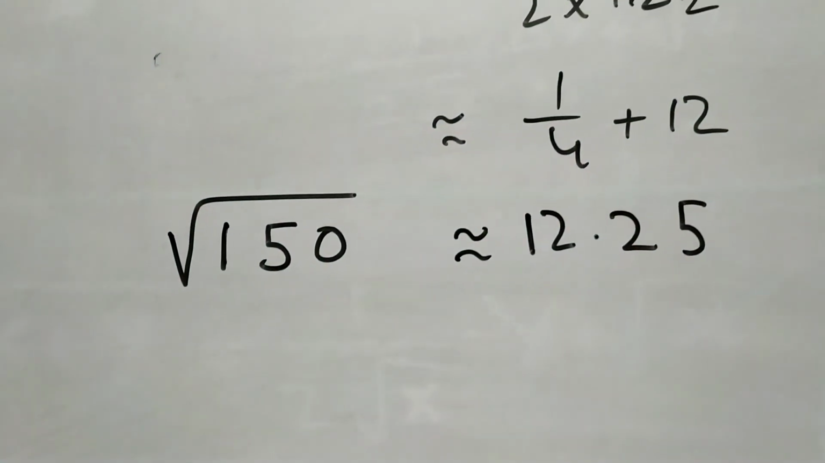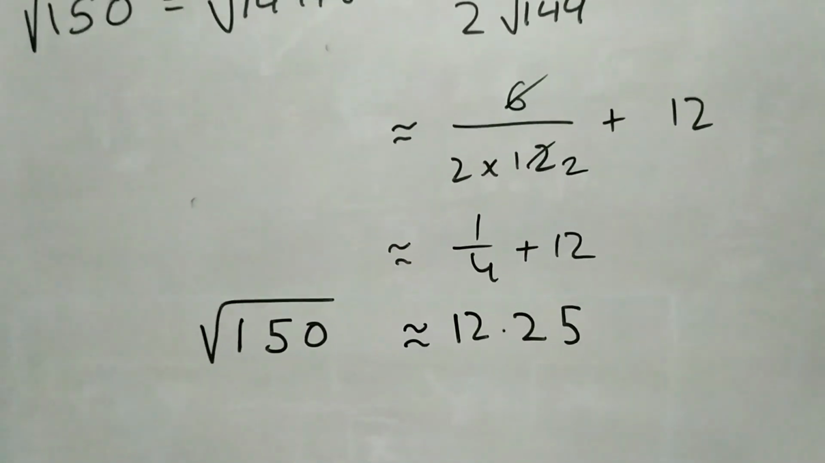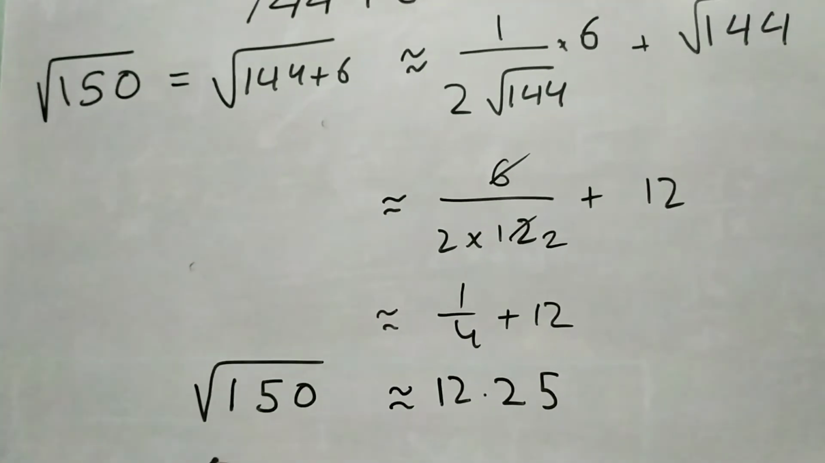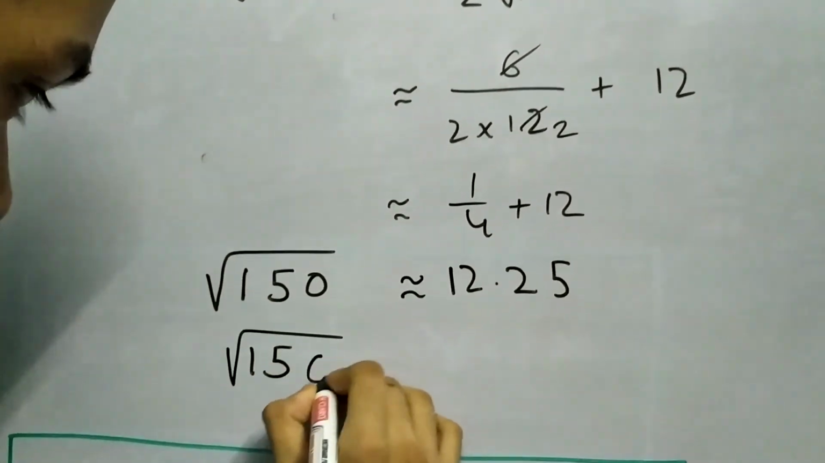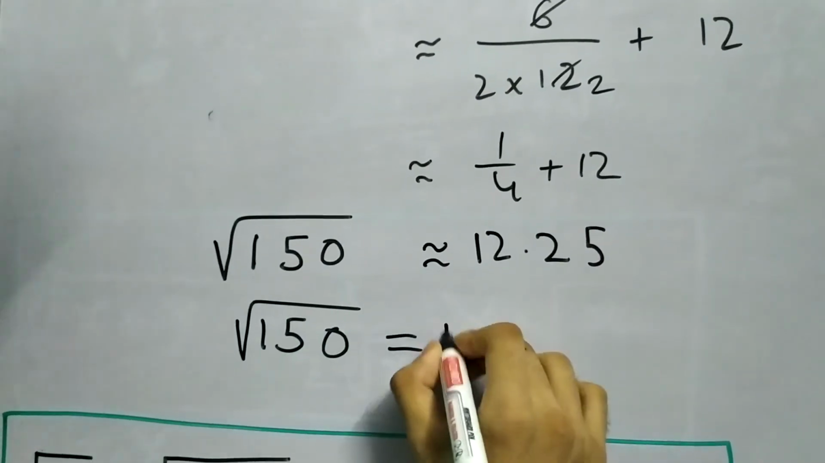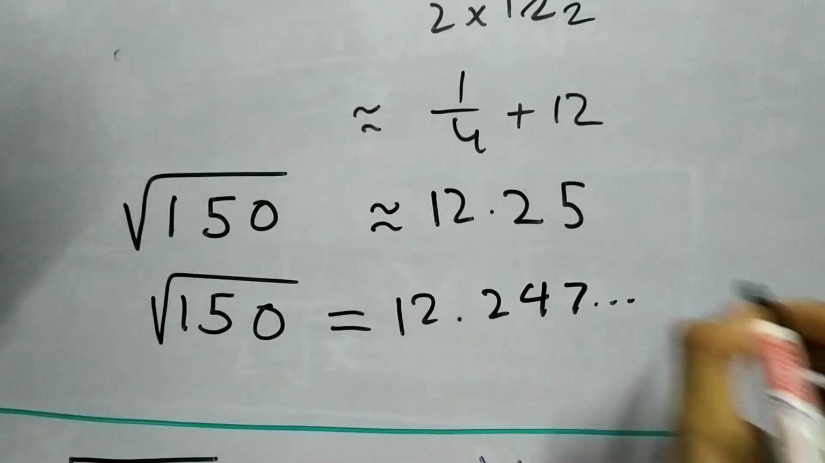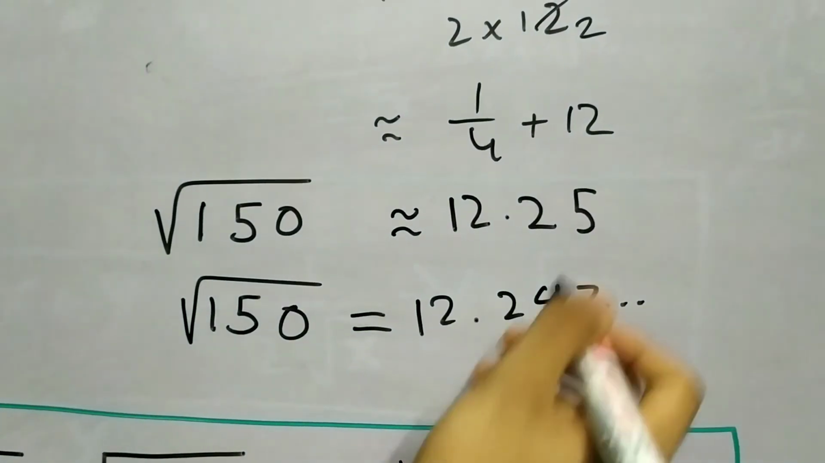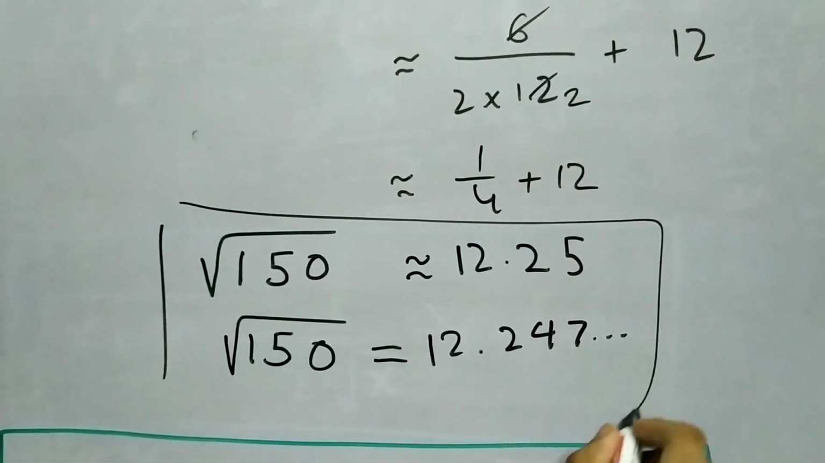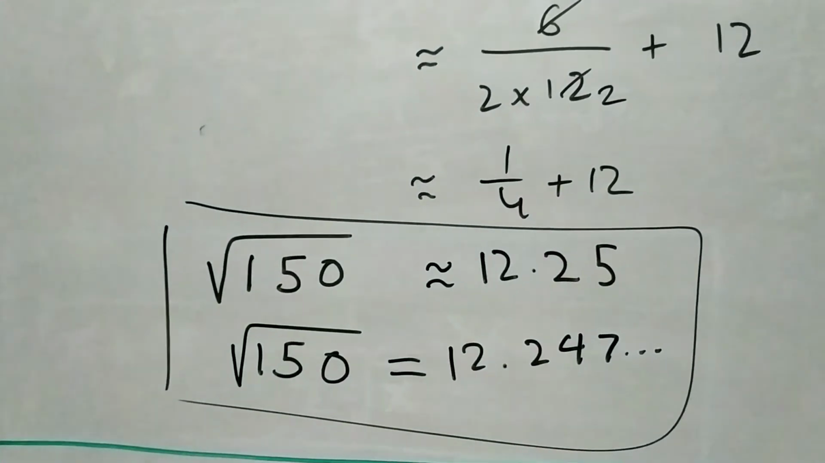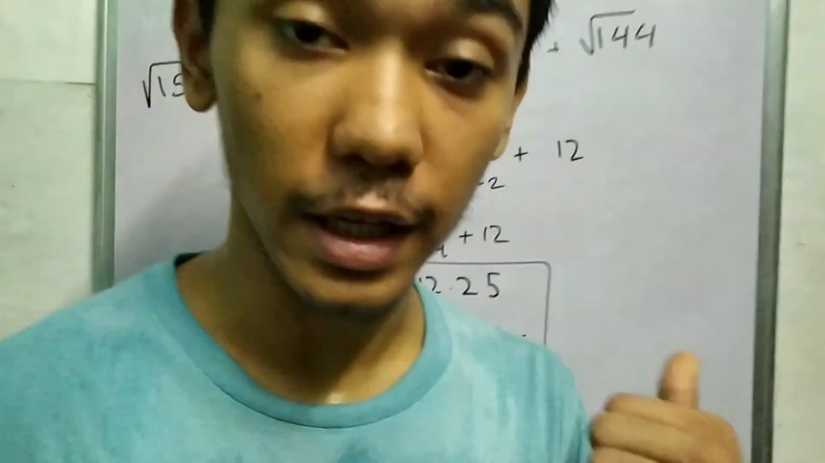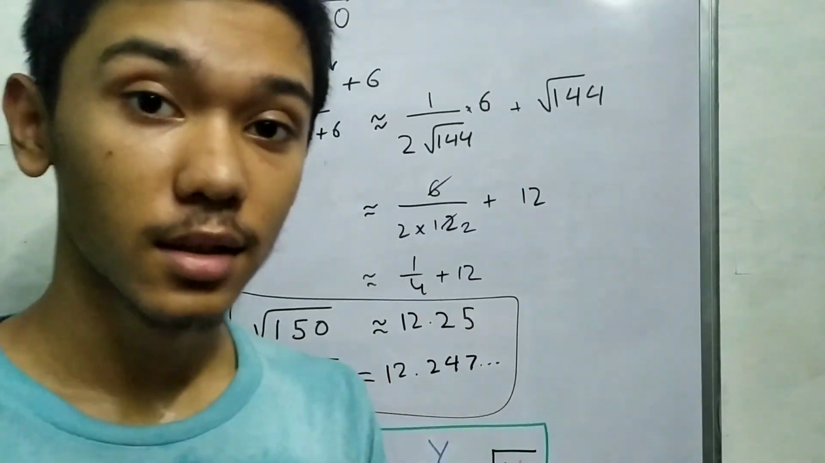And what is the actual value? I suggest you put the actual value in the calculator, and you'll be surprised to see root 150 is equal to 12.247, and it goes on. So it's a good approximation that we learned today, and I hope it helps when you need to find square roots in a quick manner.